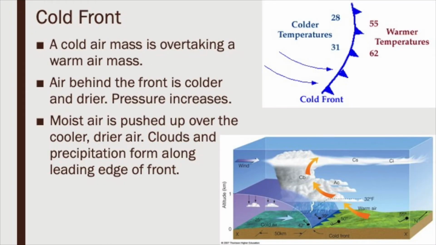So a cold front, a cold air mass is overtaking a warm air mass. The air behind the front is colder and drier, and the pressure increases. Remember, cooler air is going to be heavier, high pressure. The moist air is pushed up over the cooler, drier air, and clouds and precipitation form.